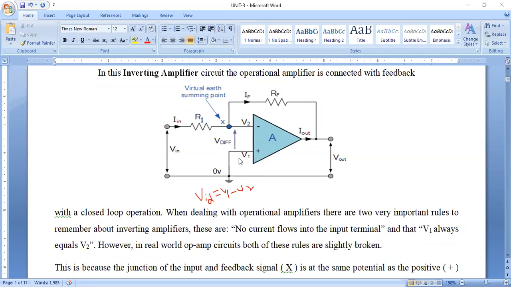Another important point is that if the inverting operational amplifier has more than one input, because of the virtual ground point, each input is effectively isolated from the others. That means each input sees only its own input resistance and nothing else.